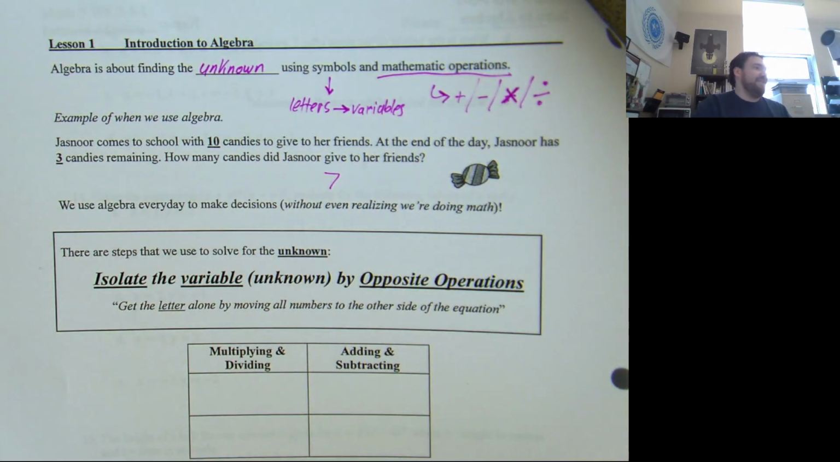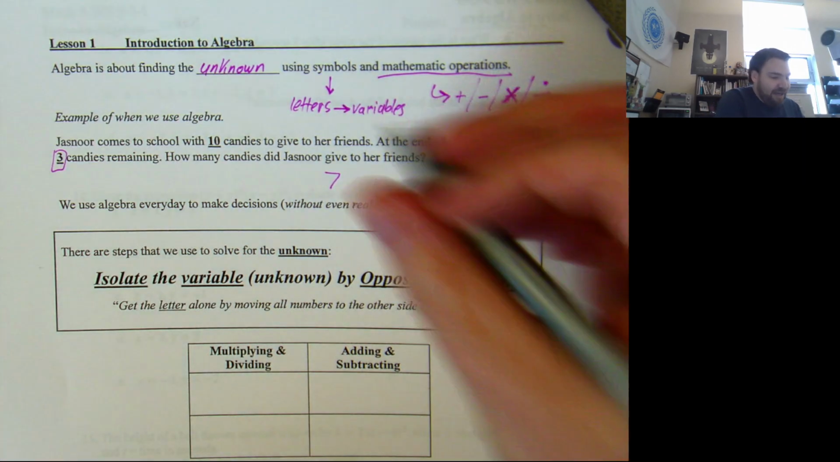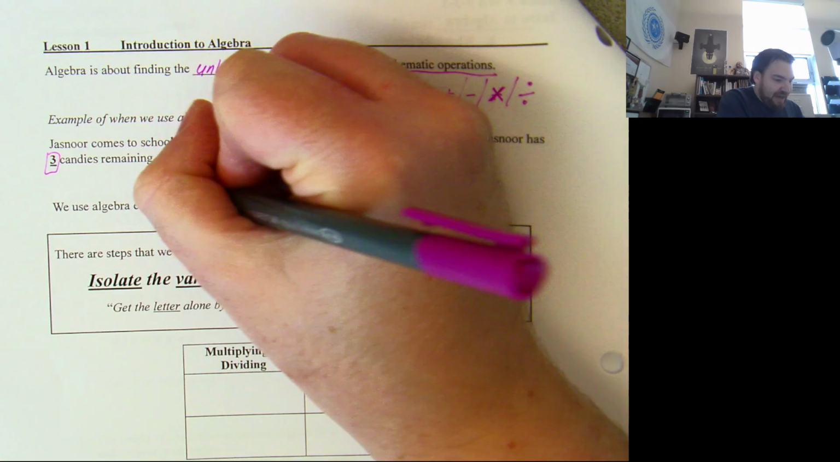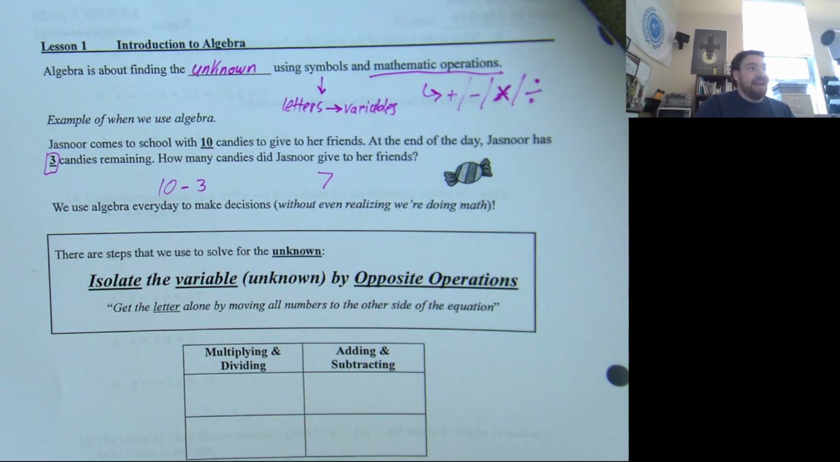Ethan, what did you do to get 7? 10 take away 3, you mean? Yeah, that guy. So you said, well, I took what she started with, I subtracted what she had left, and this is the beginnings of algebra. Lots of you guys think this way already, and that's great.